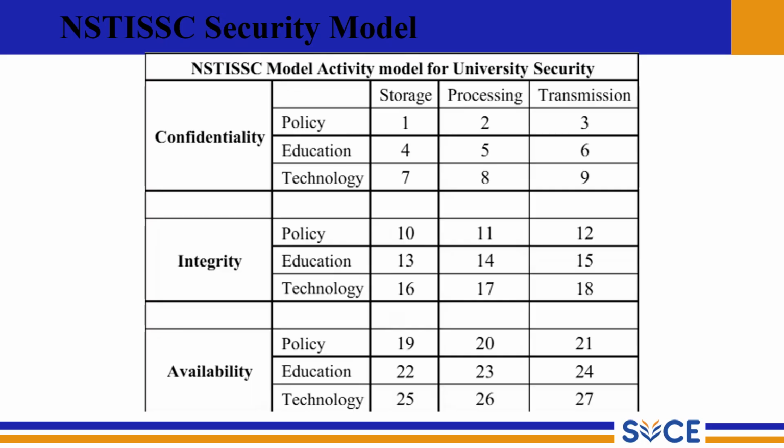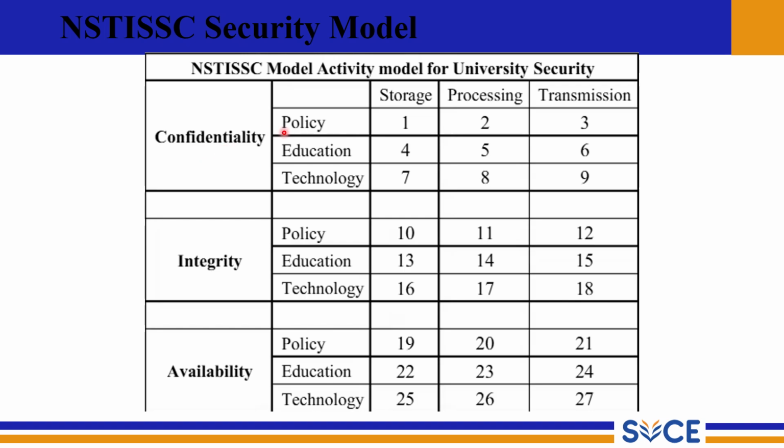The NSTISSC security model will have 3 cross 3 cross 3. So the explanation for 3 cross 3 cross 3: confidentiality, integrity, and availability each will have policy, education, and technology, as well as storage, processing, and transmission.